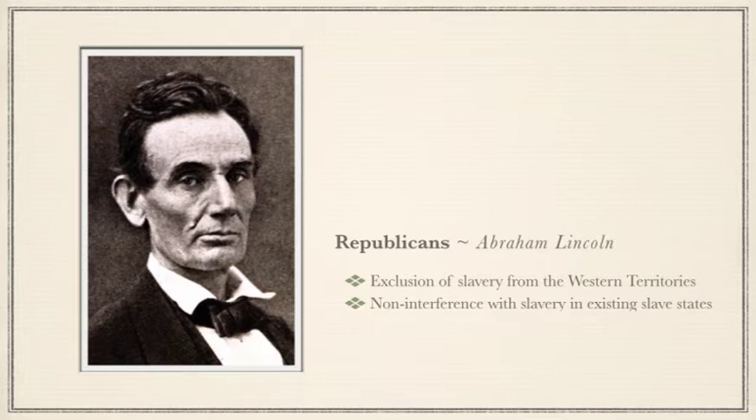The Republican Party was dedicated to the exclusion of slavery from the Western territories. This was not necessarily because of concern for the fate of the black man. Most Republicans shared the white supremacist assumptions of the day, but they disliked slavery as an institution, and they did not want to see it expand into the new territories.